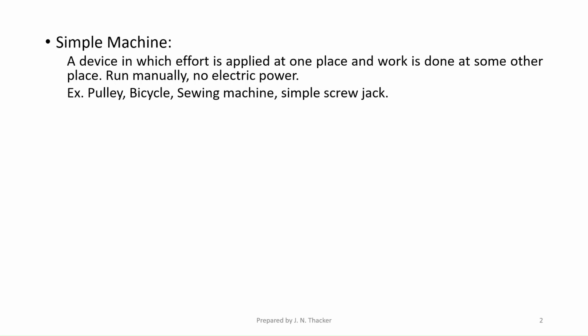So, what is a simple machine? It is a device in which effort is applied at one place and work is done at some other place. It is operated manually. We do not provide any electric power to this machine, right? So, a simple machine is one in which you apply effort at one place and work is done at some other place. Examples of the same are pulley, bicycle, sewing machine, and simple screw jack, right?